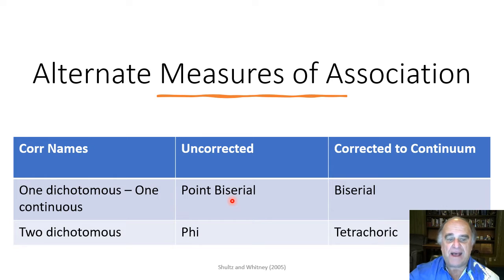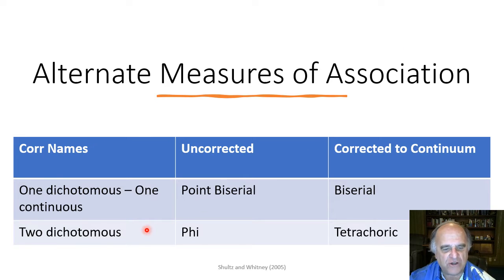Now, it is possible to correct this correlation for the fact that one of the variables is dichotomous, and say, what would the correlation be if this variable was actually continuous? Because it would normally be higher. And that correlation coefficient also has a name, and the name of that correlation coefficient is the biserial correlation coefficient.